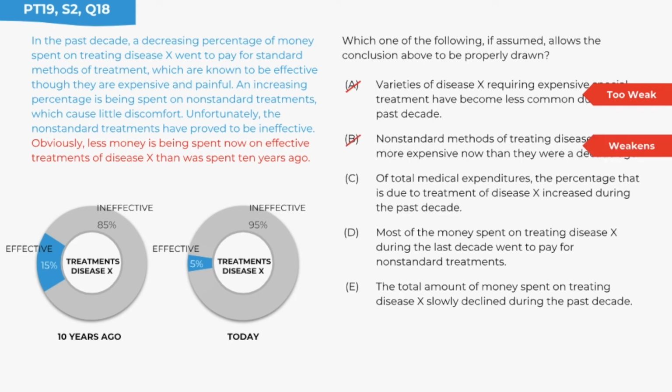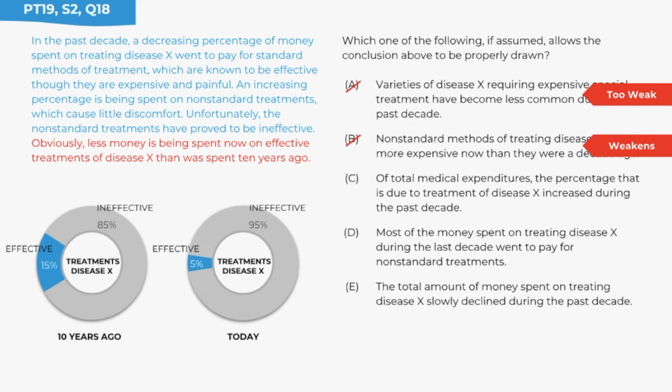Answer choice C says, of total medical expenditures, the percentage that is due to treatment of disease X increased during the past decade. This is not quite the same as saying that the amount being spent on treating disease X increased during the past decade. They're saying that the percentage that is due to treatment of disease X increased during the past decade. So whether you want to see this as too weak or undermining the argument, or maybe even out of scope, we're talking about the treatments of disease X, and how much money is being spent on other treatments doesn't really matter.